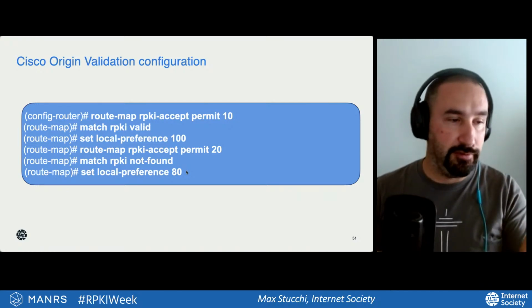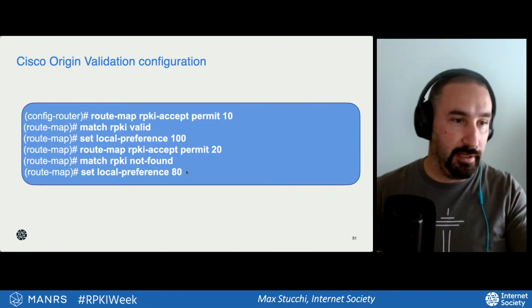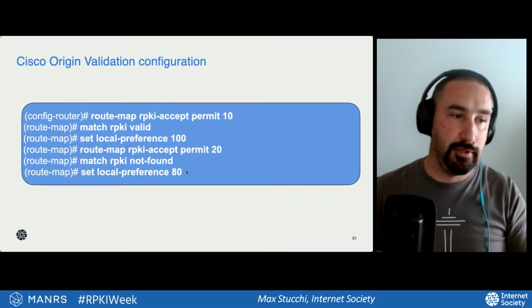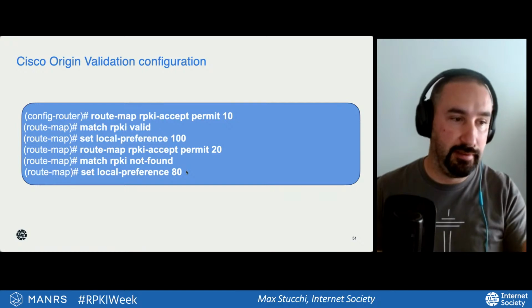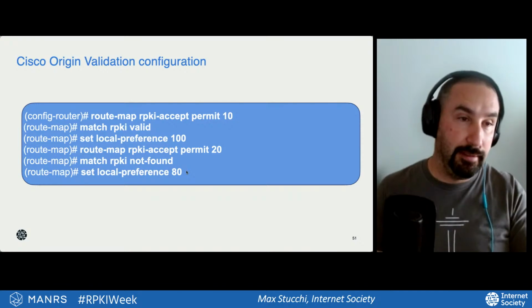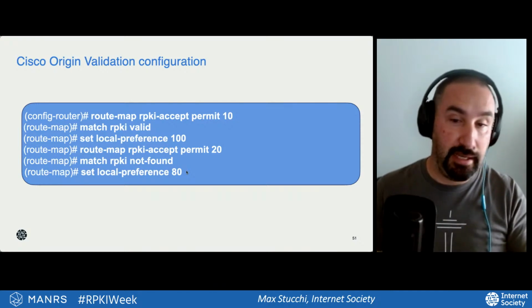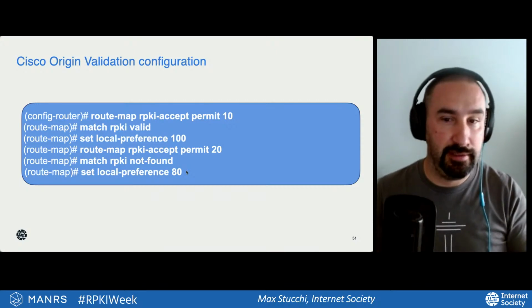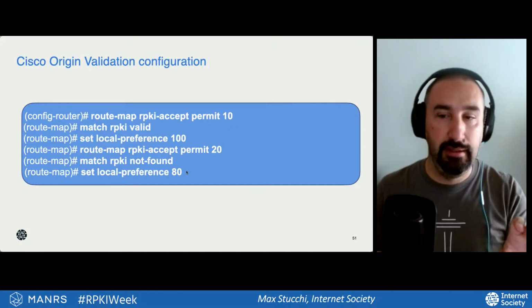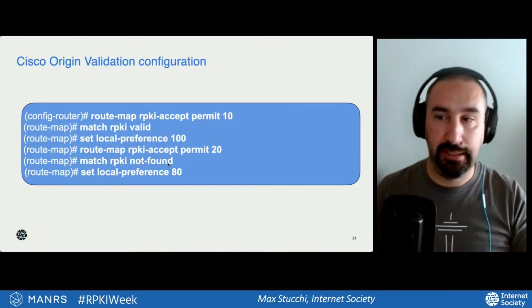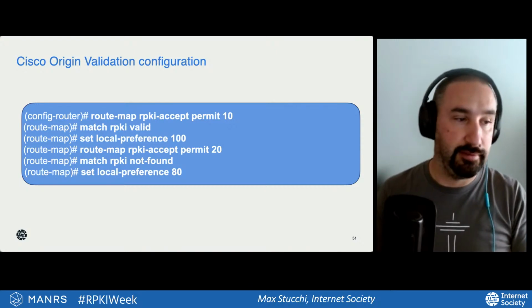What we do here is we get to accept both the valid and not found. We're not creating any specific entry for not found or for invalid, because we just say discarded. The final situation is that all the matches with RPKI invalid will be discarded, and that's what we want to do in the end.